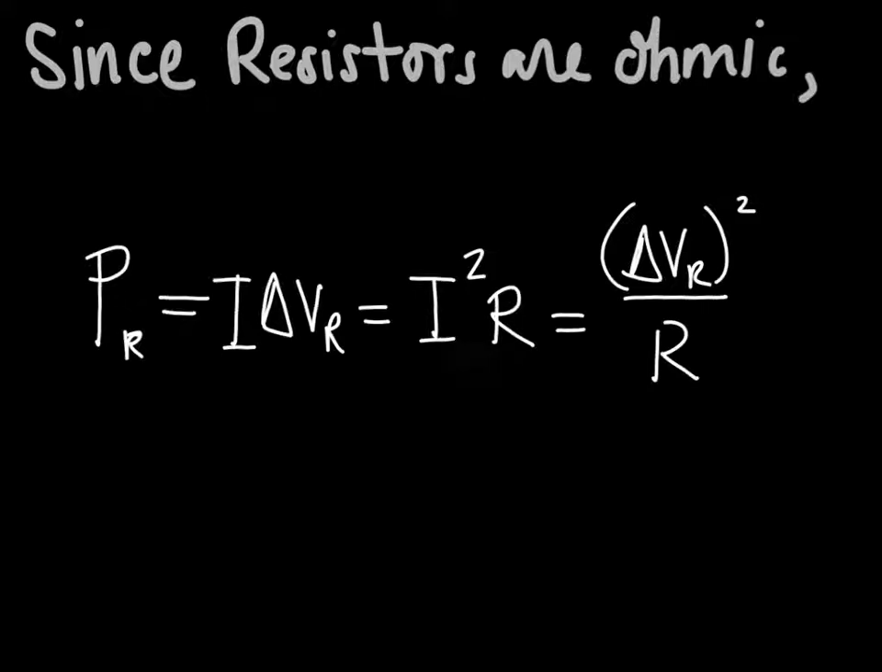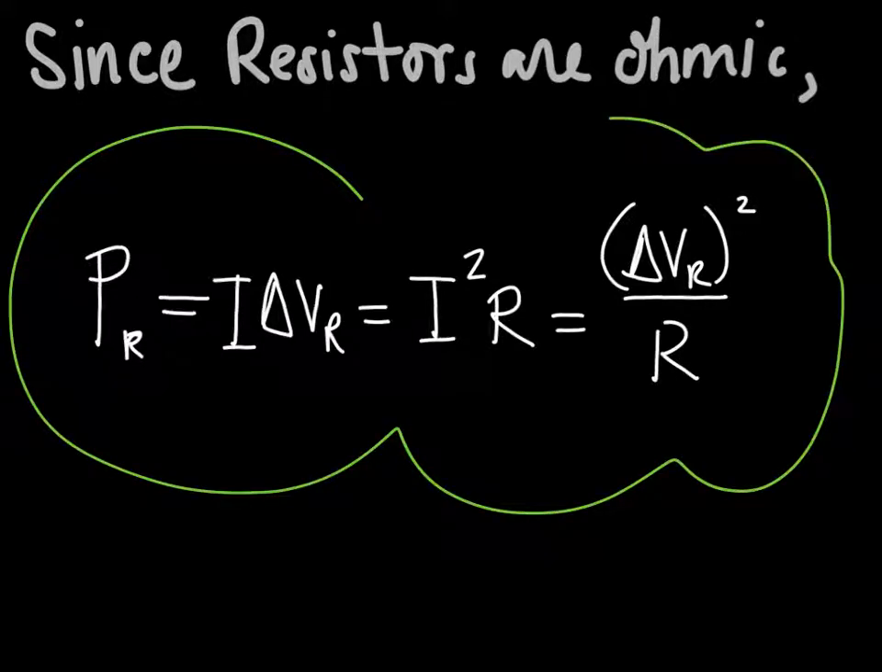Because resistors follow Ohm's law, they are ohmic, we can use Ohm's law, I equals V over R, in the power equation to derive more equations for power. And so you can see those equations here. You've also seen this in Regents physics, so you should be familiar with these formulas.